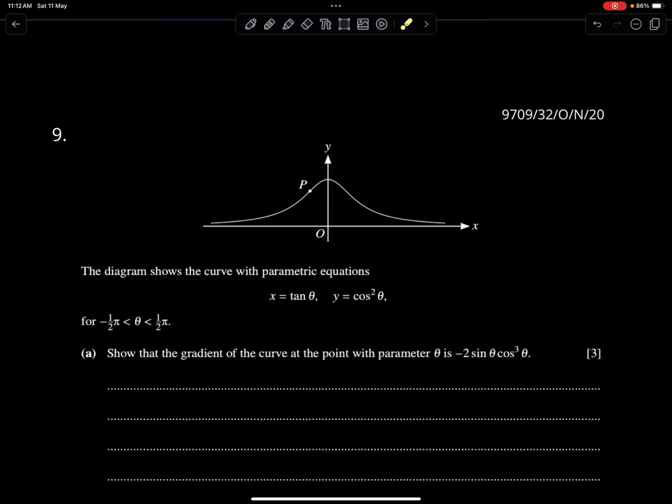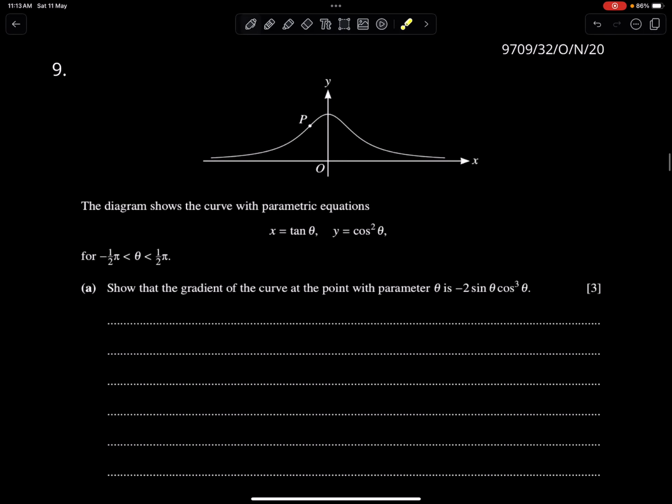This question is from November 20, paper 3-2. We have parametric equations x = tan theta and y = cos square theta, and this is the domain. Show that the gradient of the curve at the point with parameter theta is this. So we have to prove the dy upon dx.